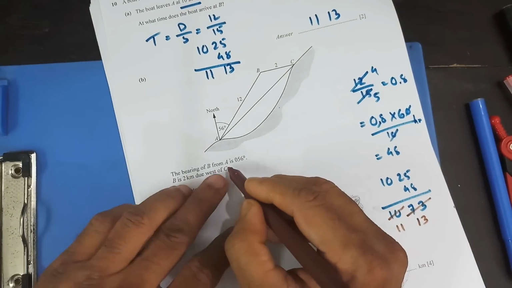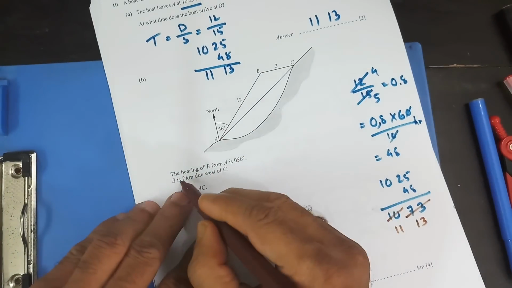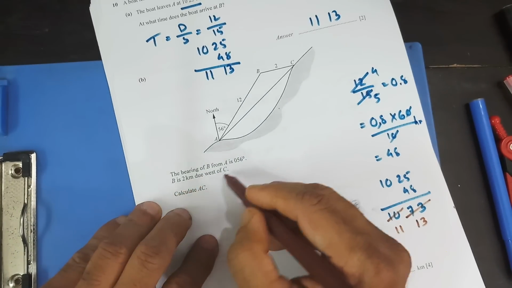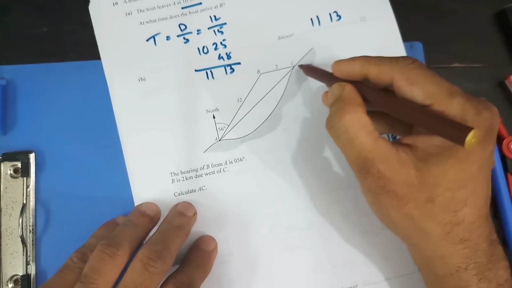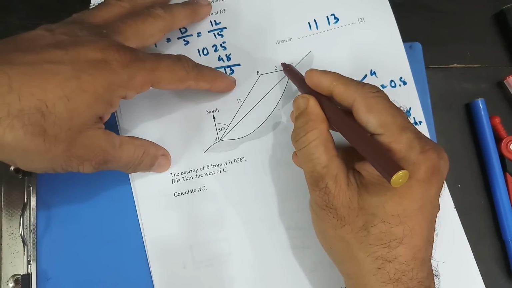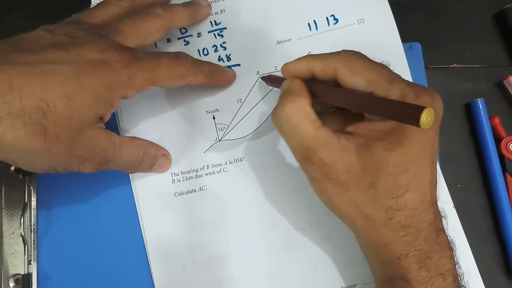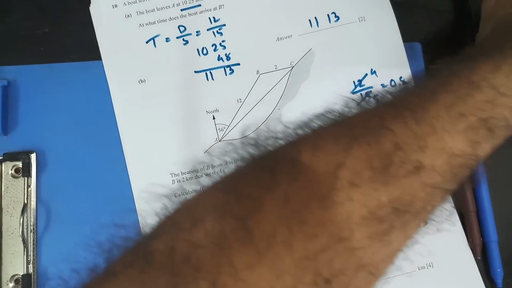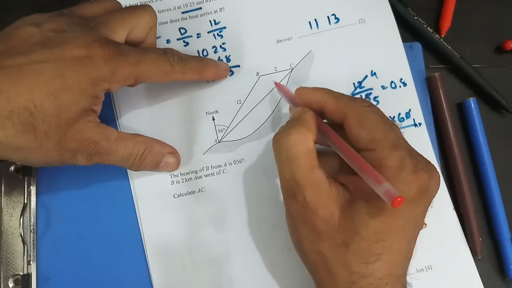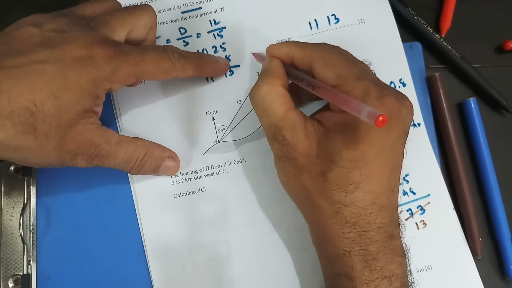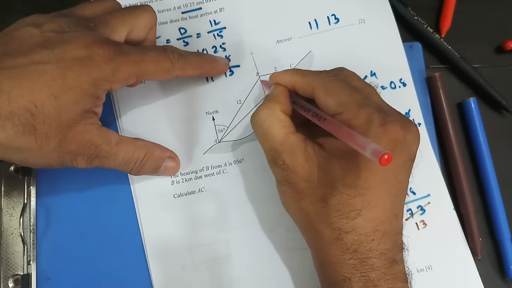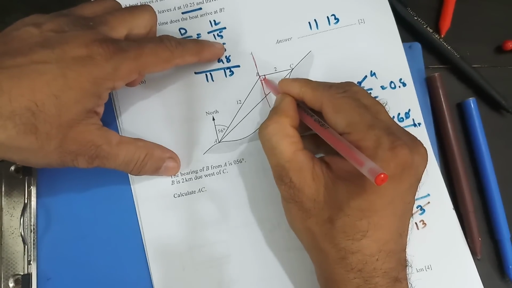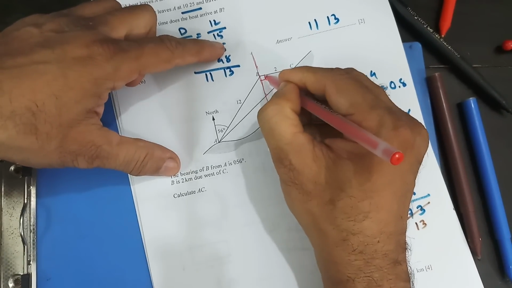The bearing of B from A is 56 degrees. B is 2 kilometers due west of C. Calculate AC. So I need to find out AC. Now I have two side lengths given. I don't have this one, but what can I do? If I know B is west of C, so if I draw this one, this is going to be 90 degrees, because this is on the east and this is going to be on the south, so this is going to be 90 degrees.